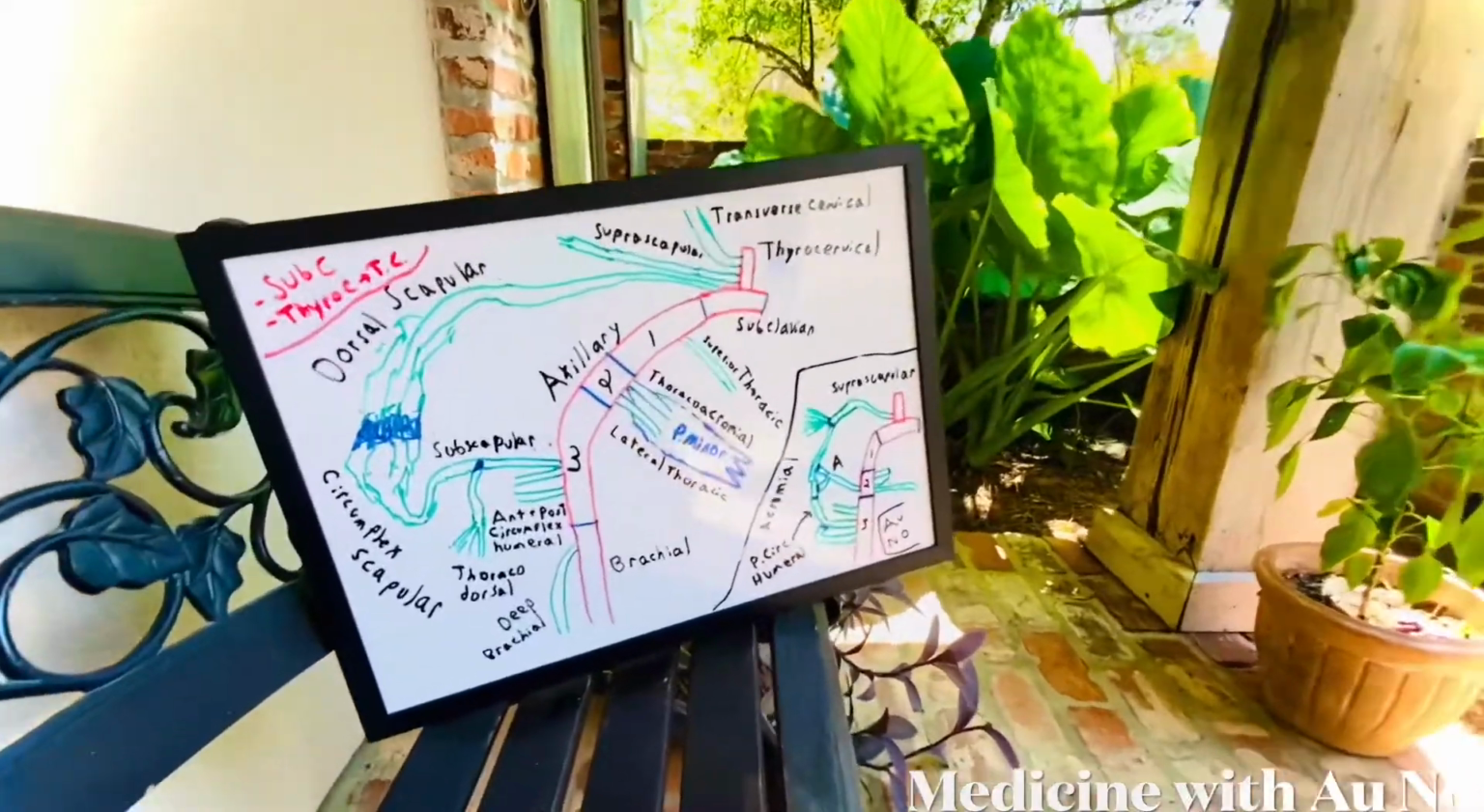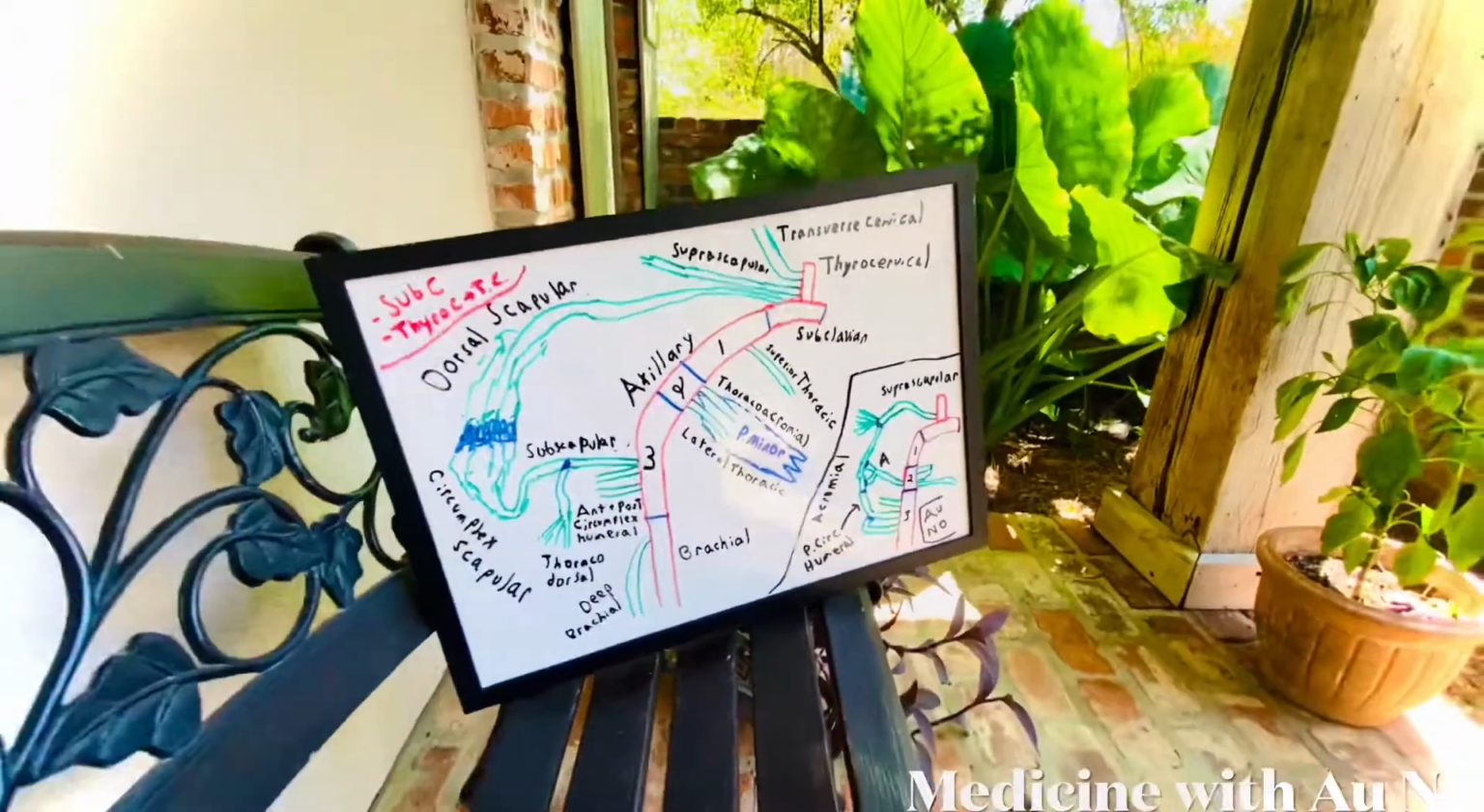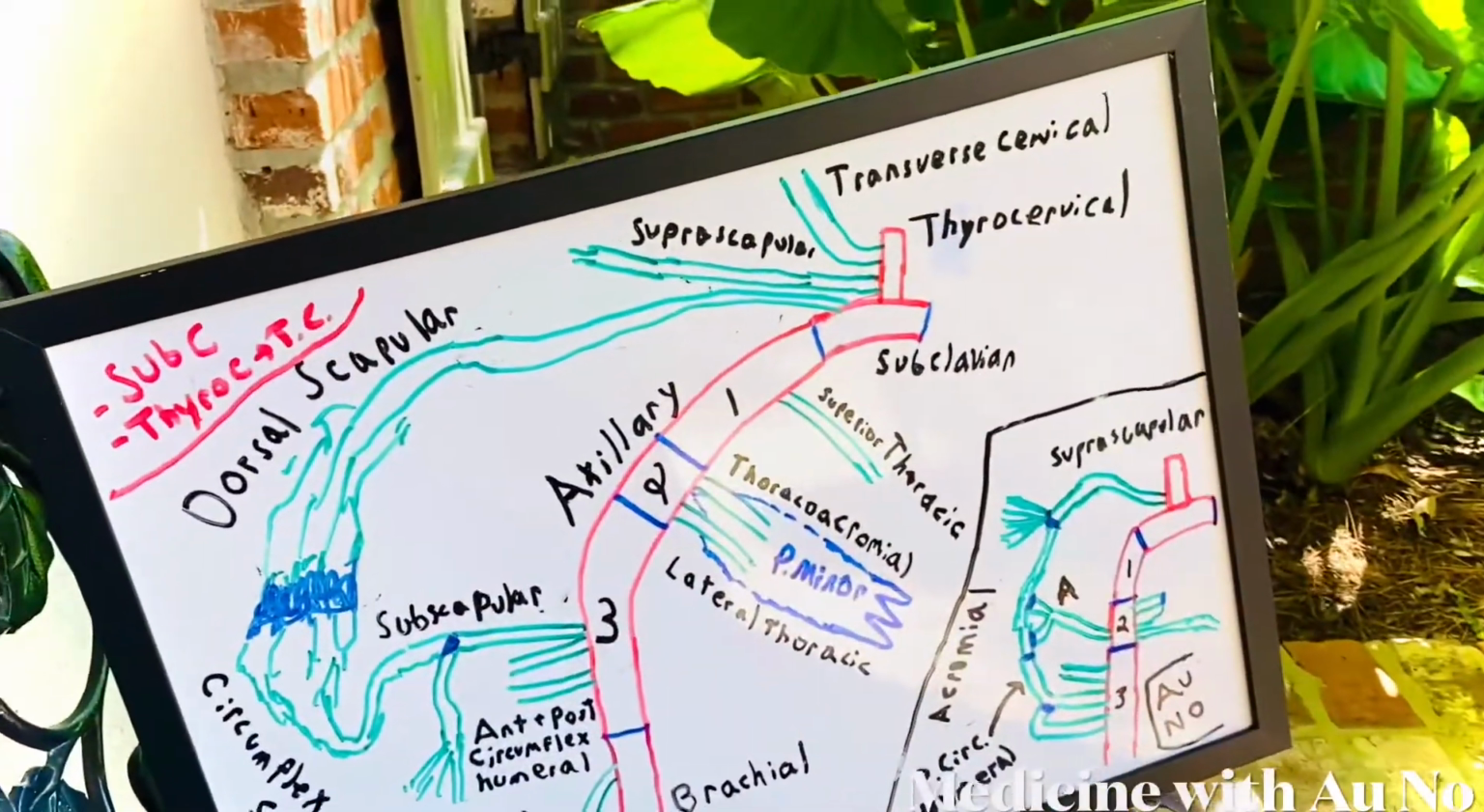So today we're going to be talking about the vasculature of the upper limb. So enter in with me, here we go.